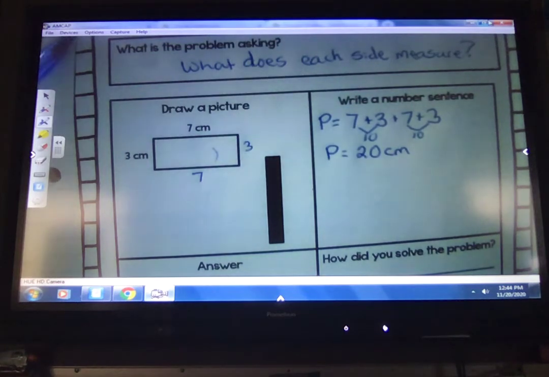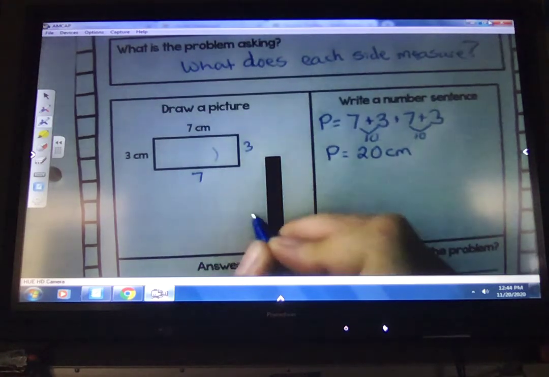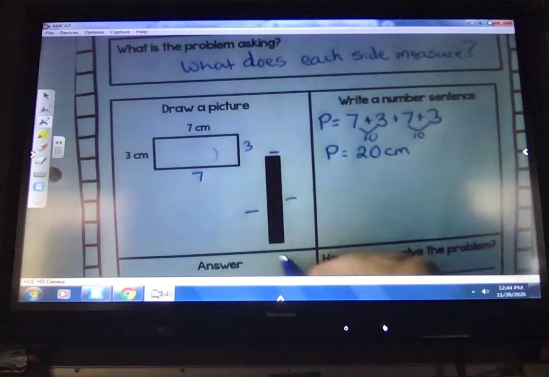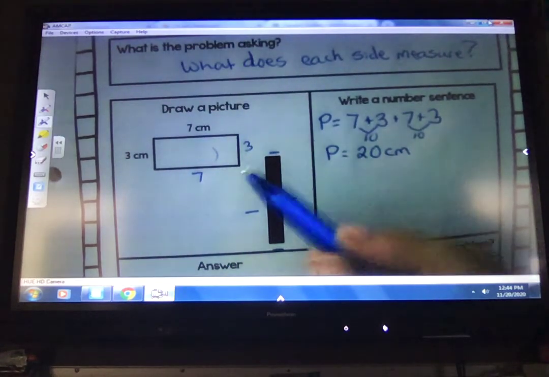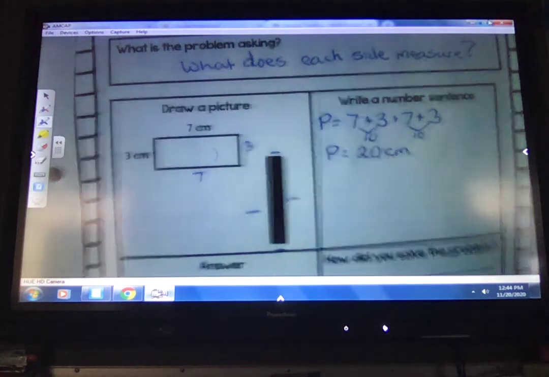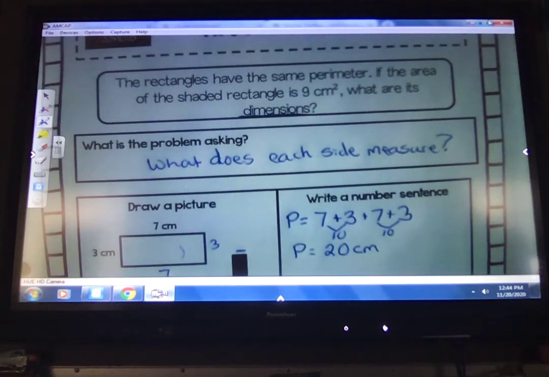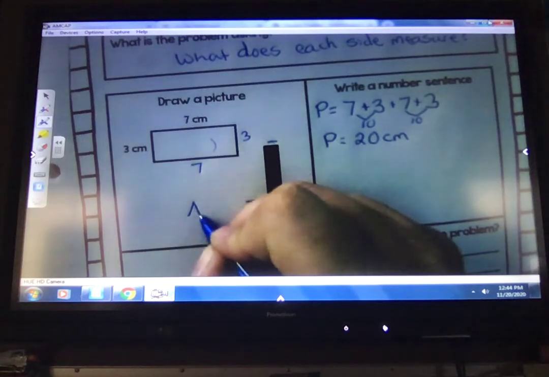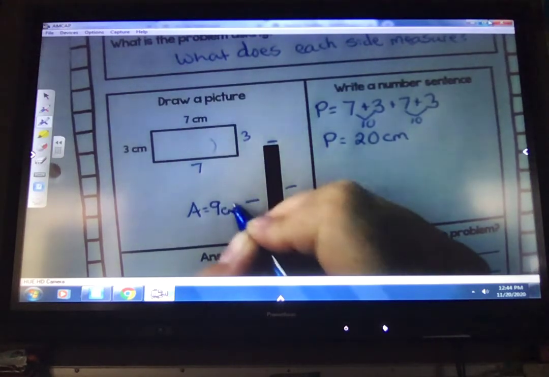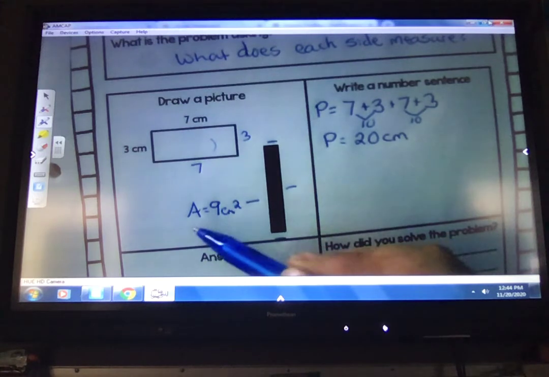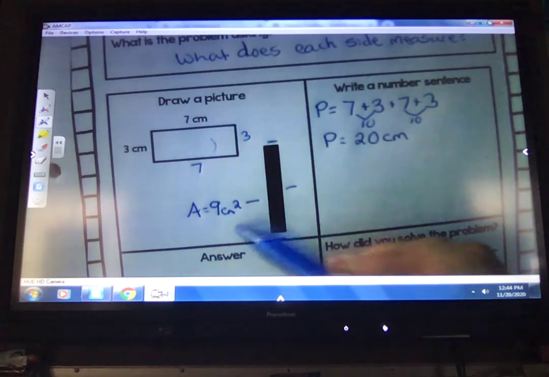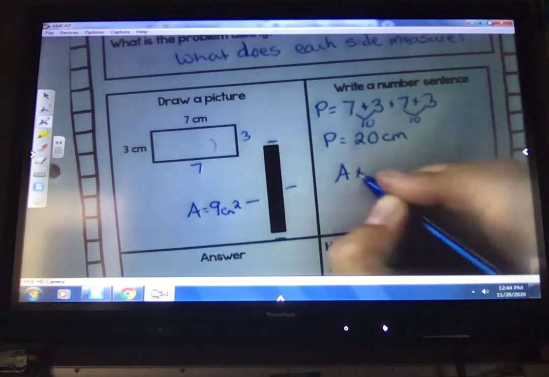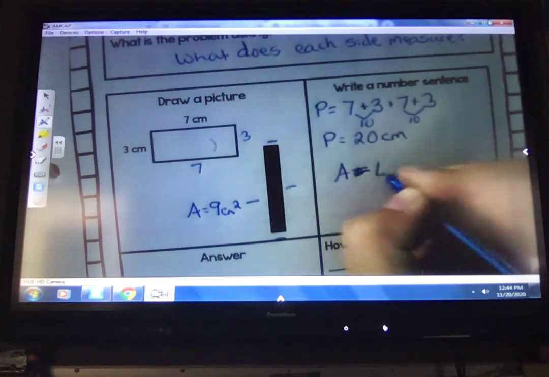So that tells me that this rectangle here also has to equal 20 if I add all the sides up. So we now know they both have a perimeter of 20 because my problem told me the perimeters are the same. Now they're giving us the area of the shaded rectangle. So we know this one's area is 9 centimeters squared, okay? How do we find area? Length times width. Oops, area equals length times width.